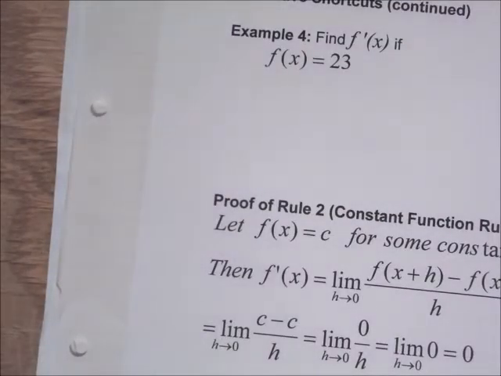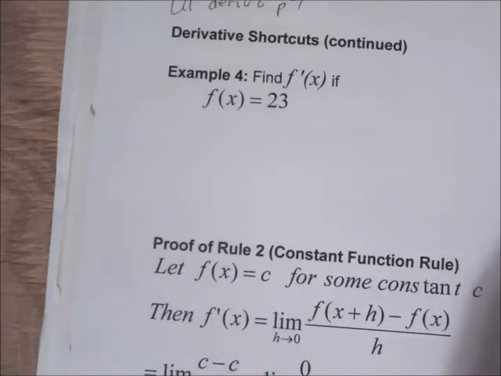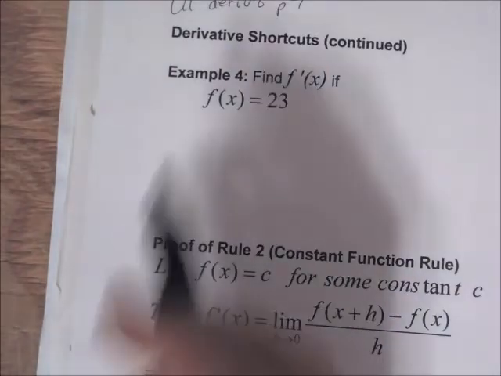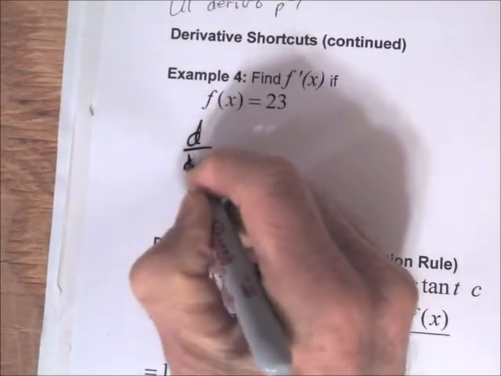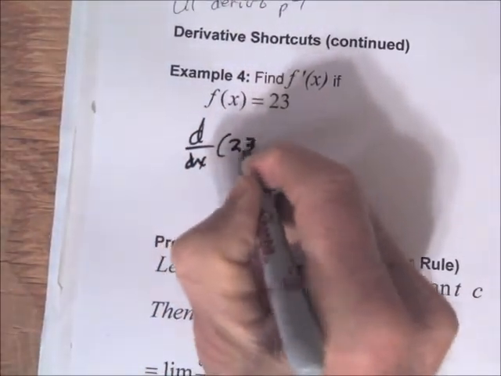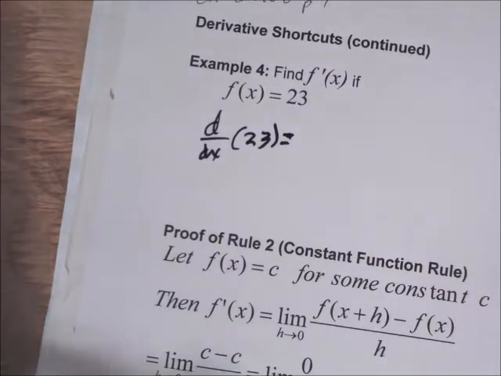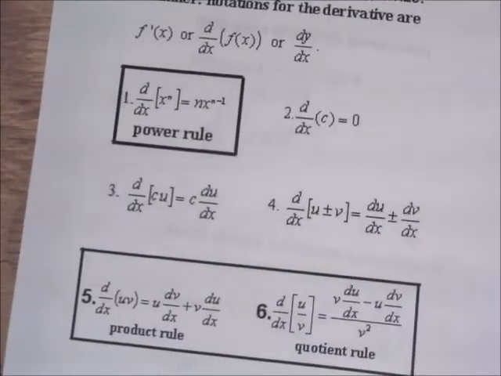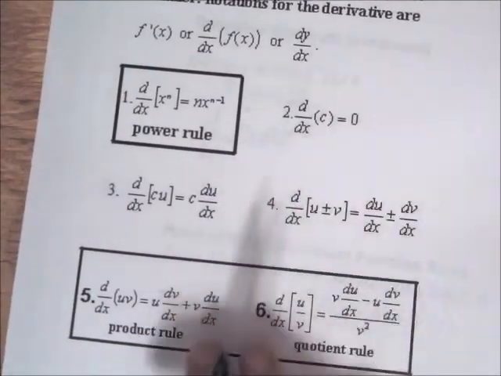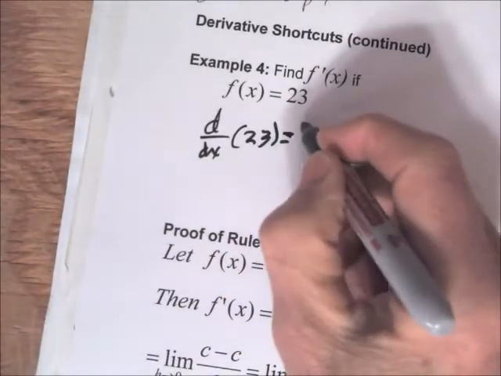Okay, so another example here, a derivative of 23. 23 is a constant, so we can use the constant rule. Derivative of a constant is 0. Okay, so that should equal 0.